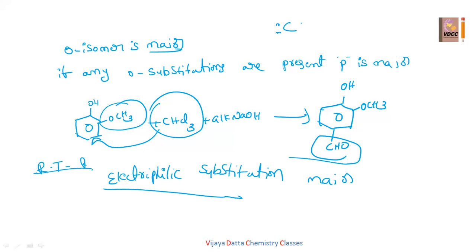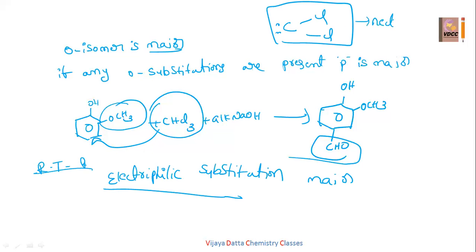Dichlorocarbene. This is the neutral electrophile. It is electrophilic substitution and it is called a neutral electrophile. It is the neutral electrophile. Got it, students? Neutral electrophile.